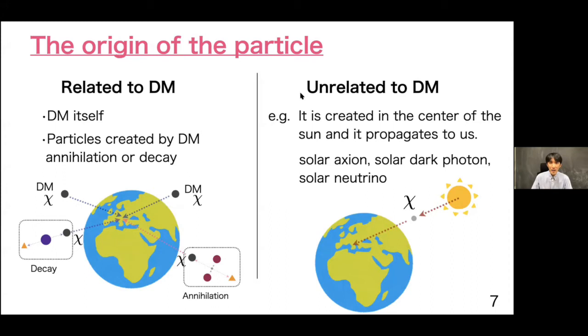On the other hand, this particle chi may be totally unrelated to dark matter, but simply it exists and has coupling to the standard model particles. It may be created inside the sun and propagate to us. Examples include solar axion, solar dark photon, or solar neutrino with exotic interaction.